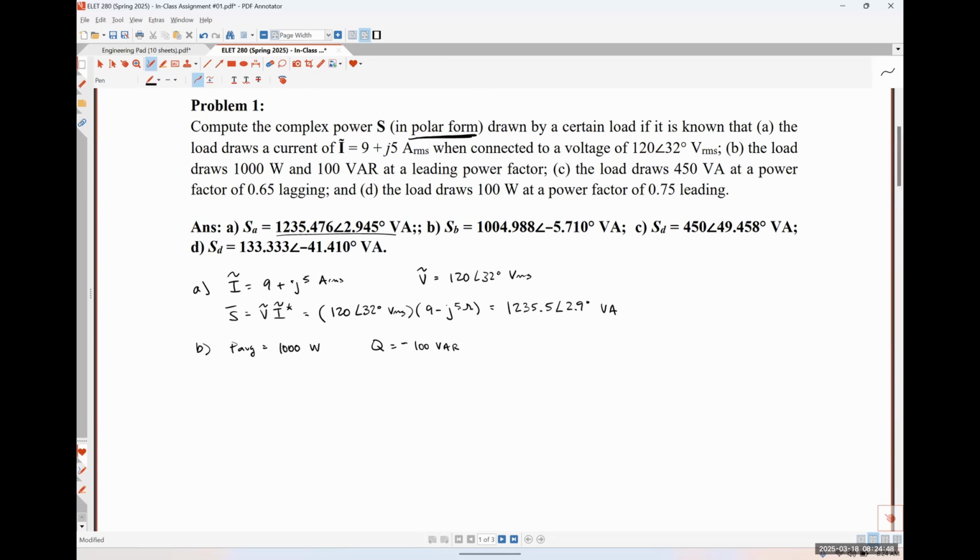So essentially, my complex power is just going to be P plus jQ, or 1000 minus j100 volt amperes. Because I was given the real part and I was given the imaginary part, I can just put it in rectangular form. And then now I would have my calculator convert that from rectangular form into polar form. I'd like for you guys to take a moment and do just that, please.